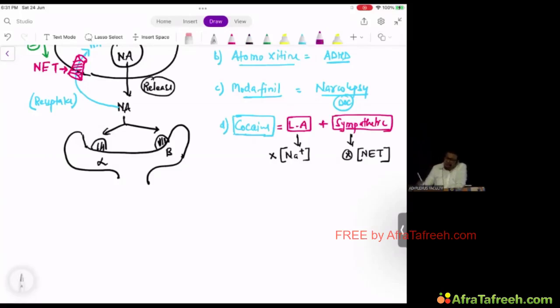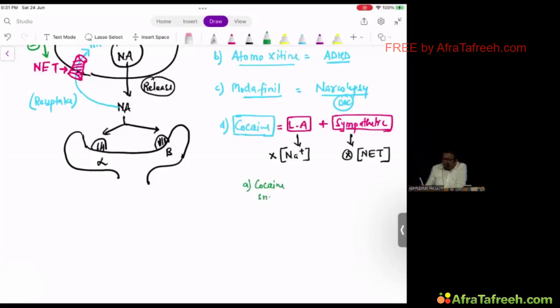What questions are asked on cocaine based on this sympathetic property? Number 1, cocaine sniffer. Cocaine is abused, a drug of abuse. It is sniffed. Some drugs are inhaled, some drugs are smoked, some drugs are injected. Cocaine, I'm sure you have seen in the movies nowadays. It is a powder. People draw lines and they sniff it. So where is the cocaine going? When you sniff, the drug is going to the nasal cavity and palate.